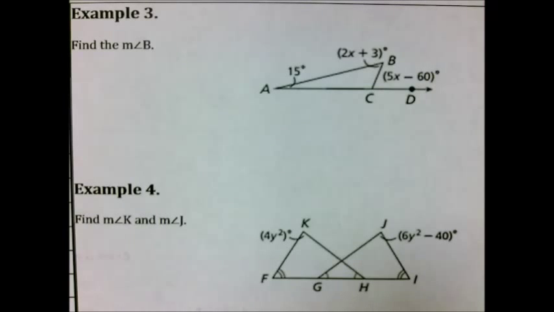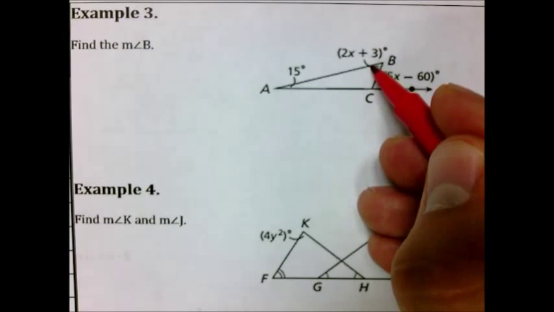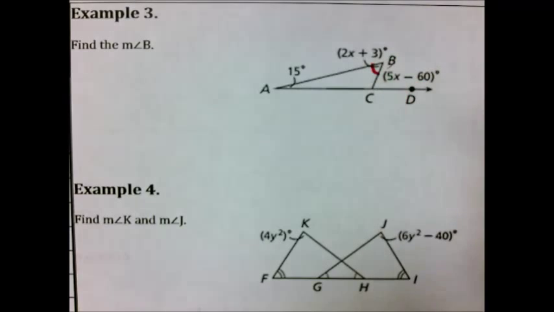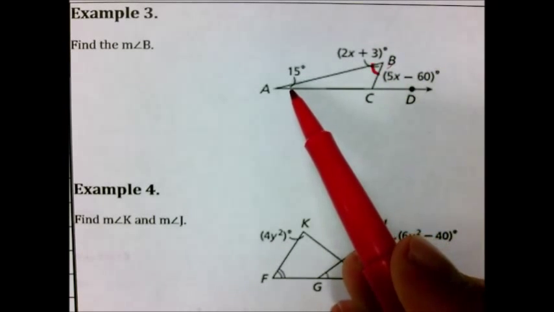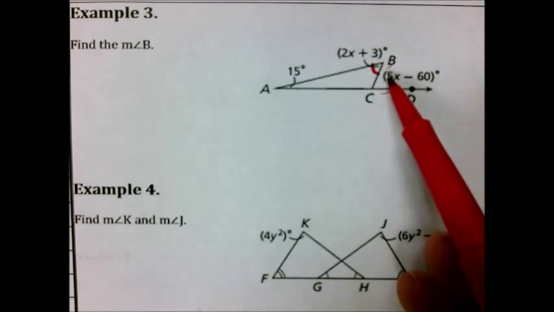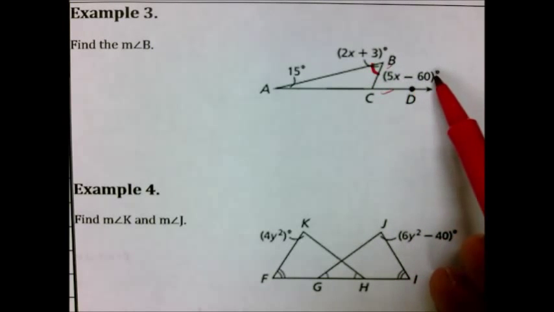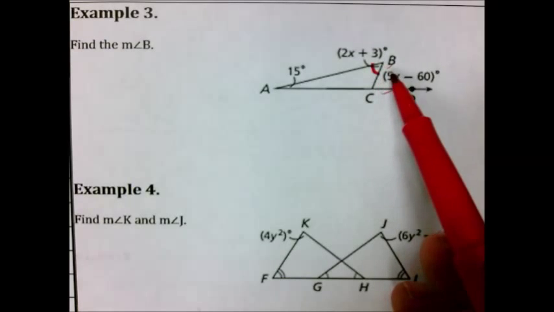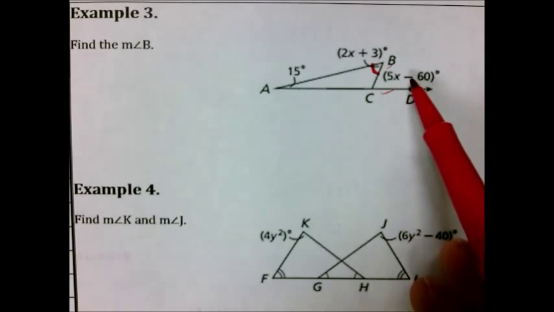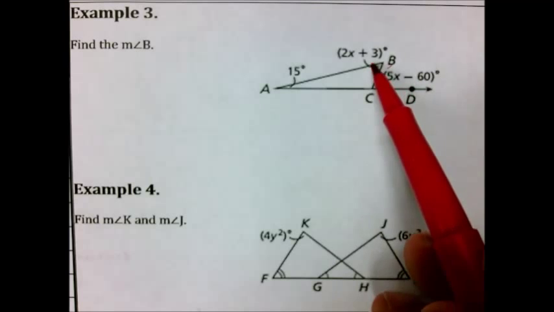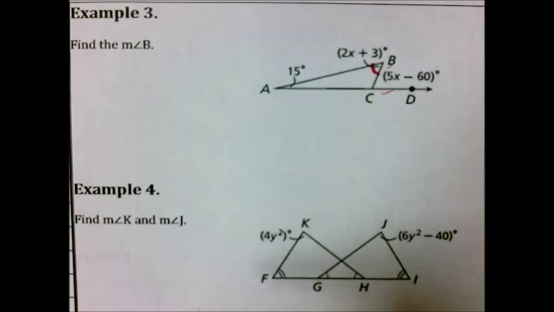Example 3 asks us to find the measure of angle B. Angle B would be this angle right up here, since B is right here. What we do know is that this is an exterior angle marked by 5x minus 60 degrees. And based on the theorem that I gave earlier, that angle measure has to be equal to the sum of both of these angles right here.